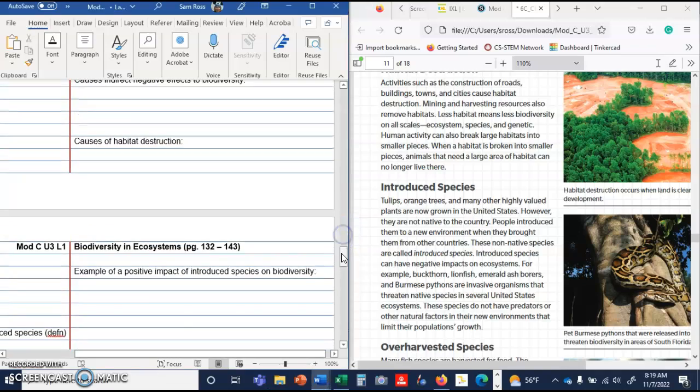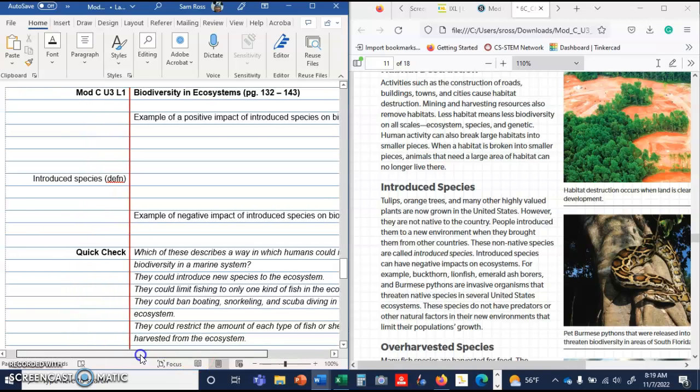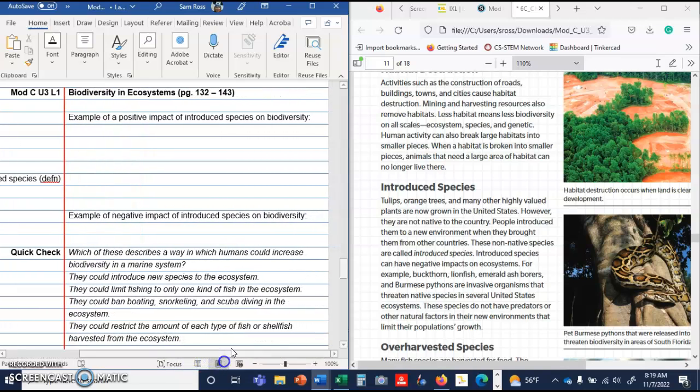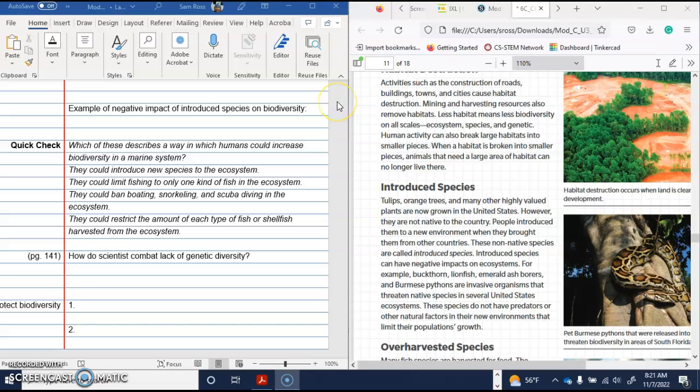All right, let's finish these notes off. We were at, let's see, introduced species we defined. We were at the example of negative impact of introduced species. Okay, one example of a negative impact of introduced species on biodiversity is the Burmese python. These are an invasive species that threaten native species in the United States ecosystem. So one of the negative impacts of introduced species is that they threaten the native species.